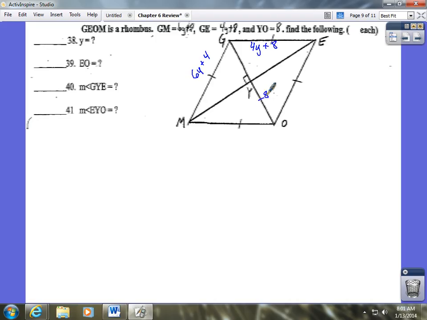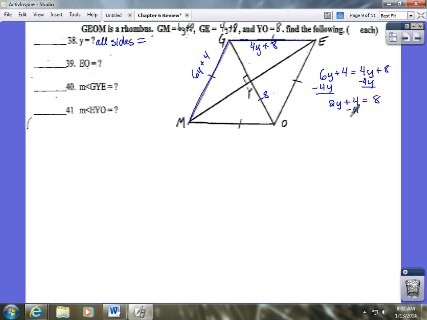Okay. Well, on a rhombus, all of the sides are equal. So this side equals this side. Okay, so you're going to set it up 6y plus 4 equals 4y plus 8. All sides of a rhombus are equal, so you're going to make them equal to each other. I'm going to subtract 4y. So I have 2y plus 4 equals 8. Subtract 4. 2y equals 4, divide by 2, y equals 2.